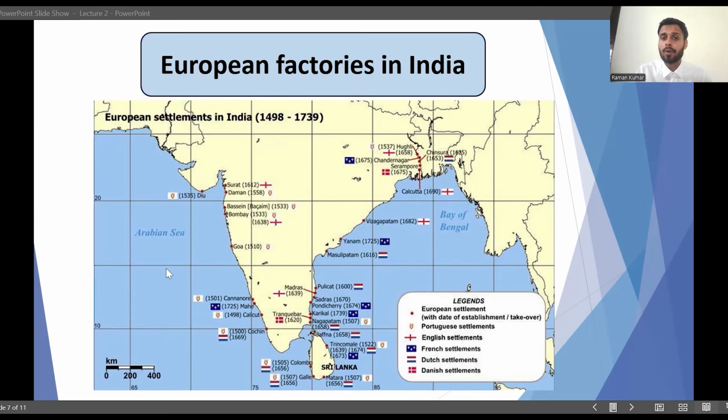I'll briefly tell you about the important British outposts. Masulipatnam is there. You can see Pulikat is there. Pondicherry was a French outpost, as seen in this blue flag. Nagapattinam was again an important British outpost. Then we will see that this Calicut later came under the British. Then you can see Bombay, and Surat, etc. So just become very thorough with this map.